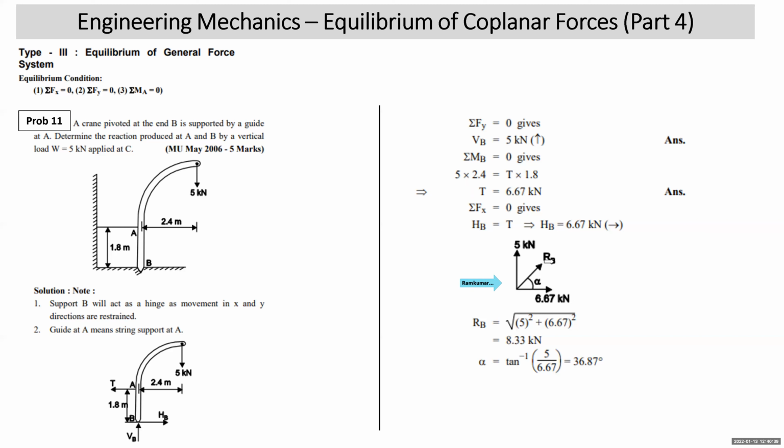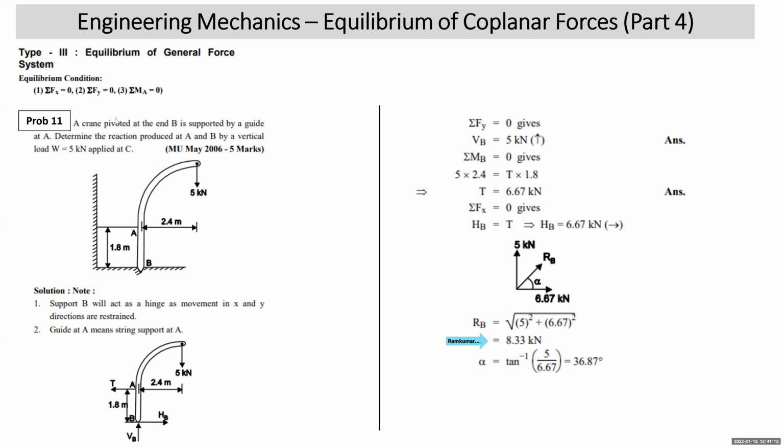RB is the resultant reaction of hinge B. RB will be equal to square root of 5 square plus 6.67 square, that is 8.3. Tan alpha is equal to 5 upon 6.67, or alpha is tan inverse of 5 upon 6.67, that is 36.87. So again, I repeat that in this chapter, the resultant reaction of the hinge is required only when you feel, after reading the problem, that a single reaction is required. If a single reaction is required, it is essential for us to find the resultant reaction at the hinge.